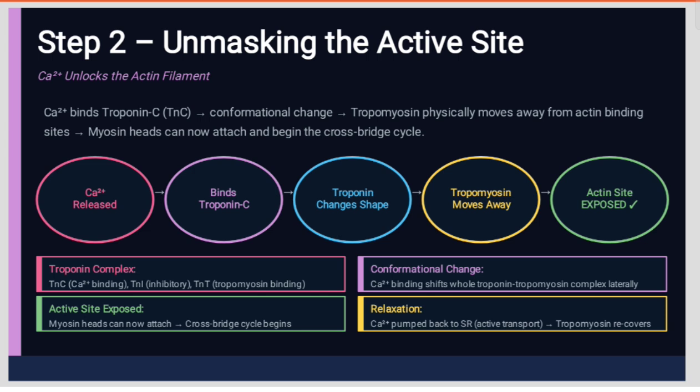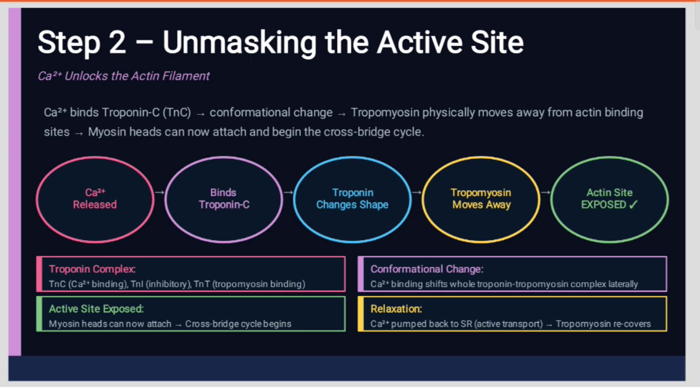Calcium binds to troponin C, which is a subunit of the troponin complex. This is the calcium sensor of the system. When calcium binds to troponin C, it causes a conformational change, a physical shape shift in the entire troponin complex. Troponin pulls on the tropomyosin, causing tropomyosin to shift laterally, rolling off the myosin binding site on the actin. The myosin binding sites on the actin are now exposed.